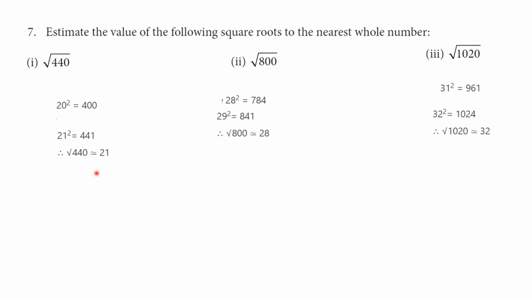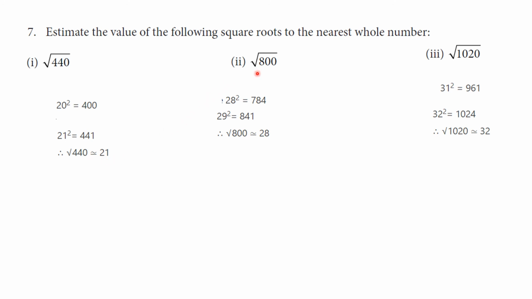Next, estimate the value of the following square roots to the nearest whole number. That means square root of 440. So already we know that 20 squared is 400. Next, 21 squared is what? 441. So the approximate square root of 440 is what number? Square number 21 only.